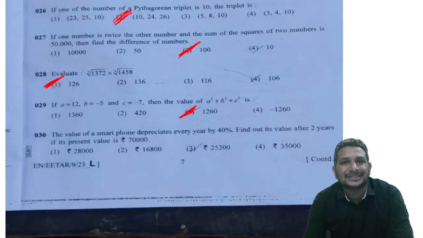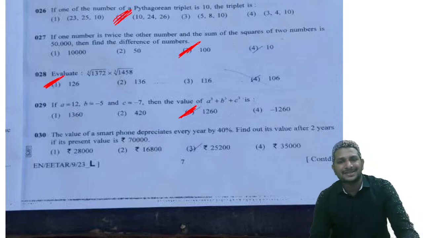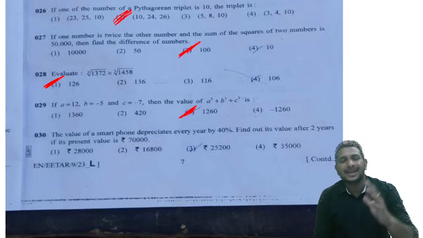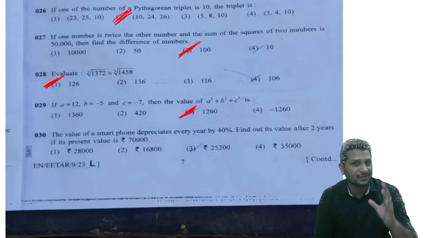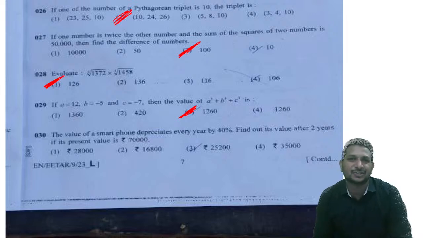Question number 30. The value of a smartphone depreciates every year by 40%. Find out its value after 2 years if its present value is 70,000. So this is related to simple interest, compound interest applications, because over there we discussed the two important models which we told clearly that definitely you'll get a question. As usual they gave this question also.